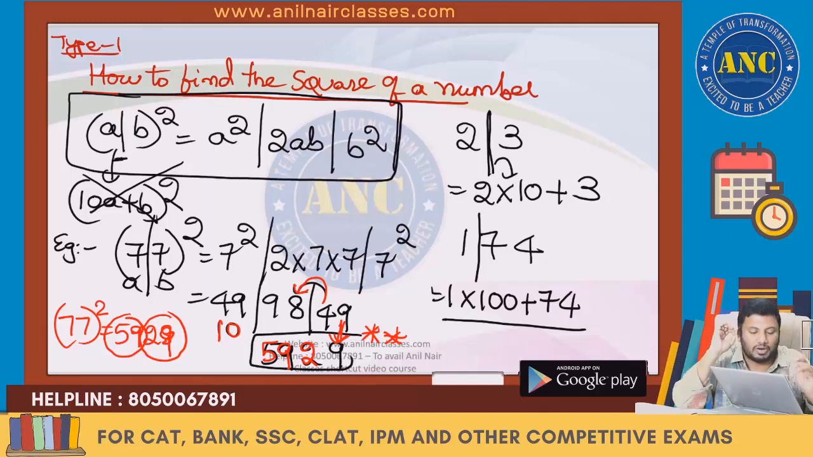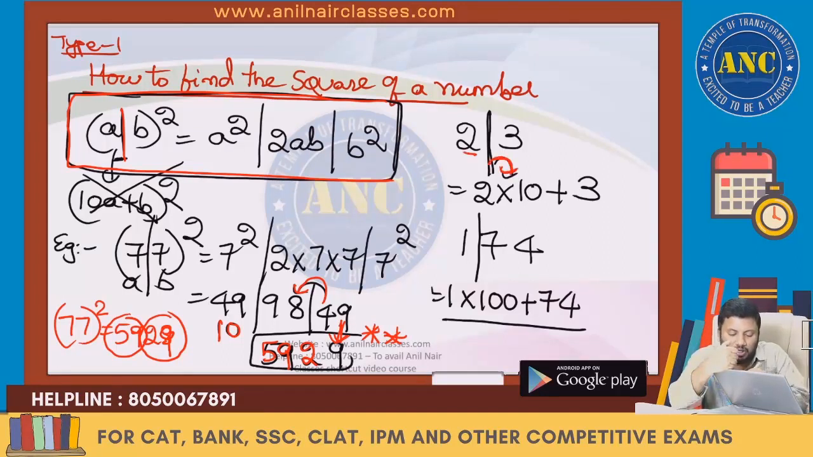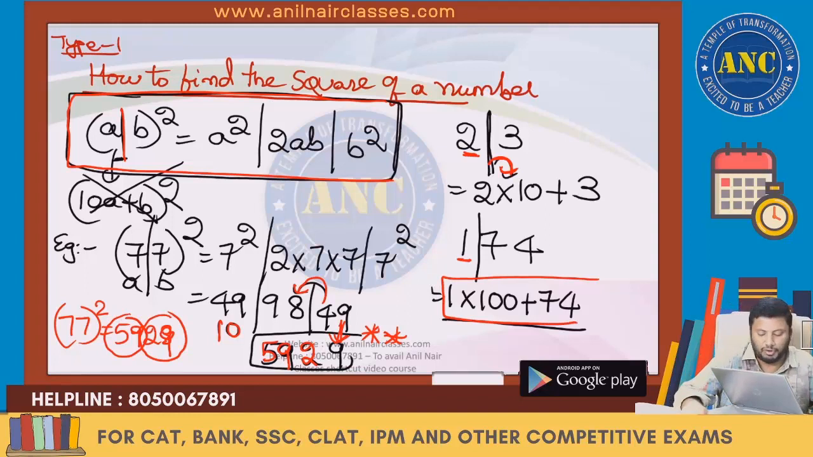To find the square of a number, use the notation (a plus b) whole square. What is this slash? Slash will tell the position of the variable which is kept before the slash. A is there in tens place. It is 2 into 10 plus 3. 2 is there in tens place, 1 is there in hundreds place: 1 into 100 plus 74. 77 whole square, put a star mark on this.